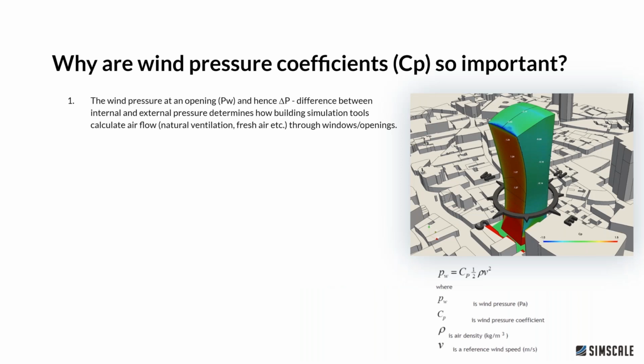Thank you, Darren. Okay, so why are wind pressure coefficients so important? Well, the wind pressure at the opening, and hence delta P, really influences the building design. Okay, so Darren, if you just skip through the bullet points. Sure.